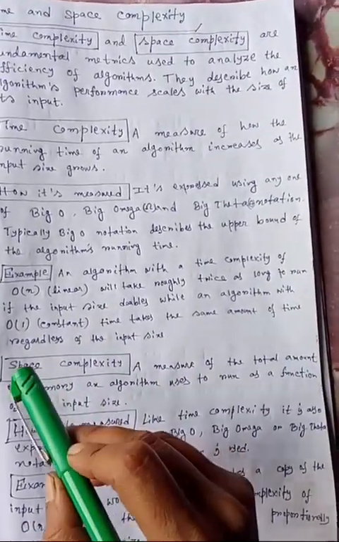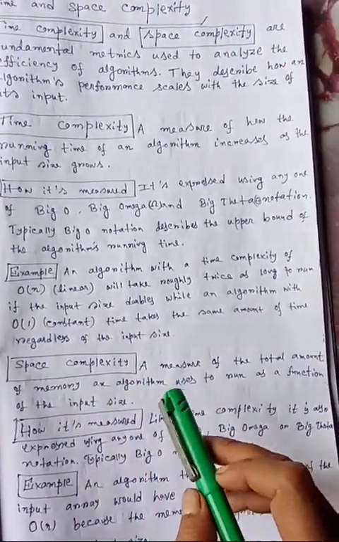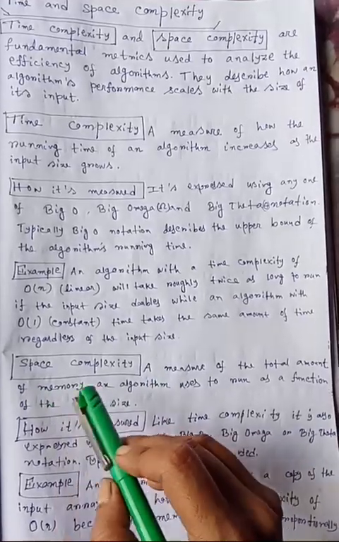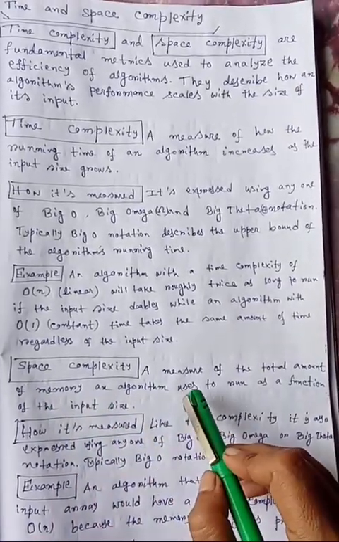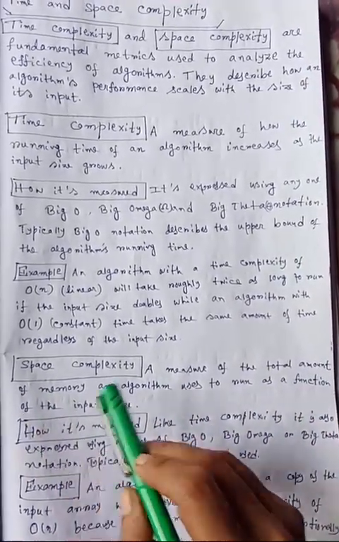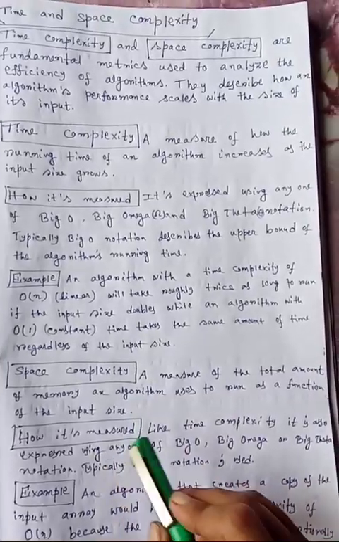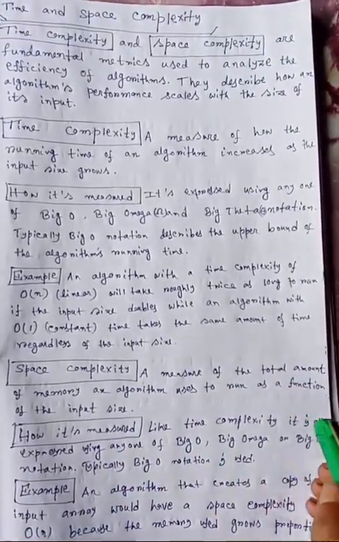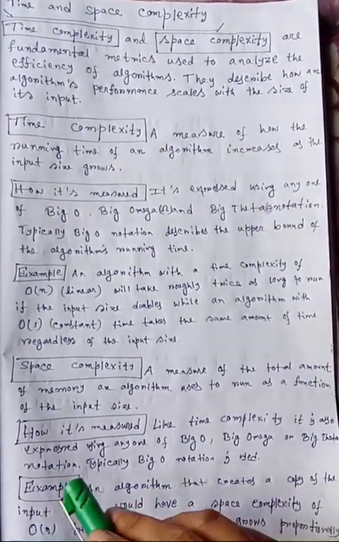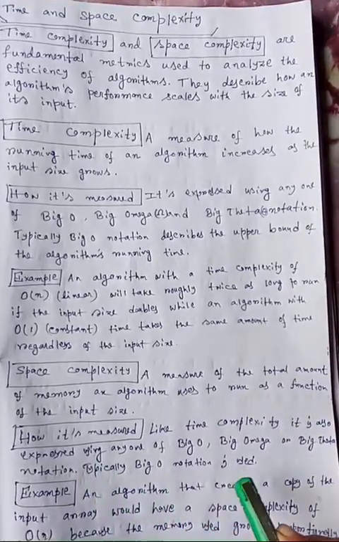Now let's come to space complexity. It is a measure of the total amount of memory an algorithm uses to run as a function of the input size. It is also measured just like time complexity. It also has big O, big omega, and big theta notations. Typically, big O notation is used.